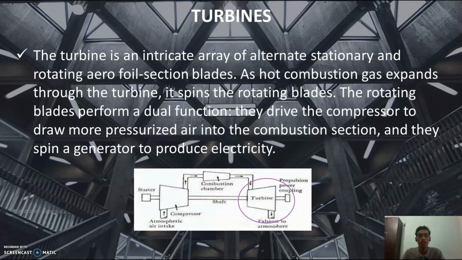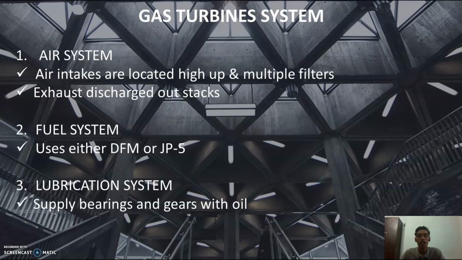So, for the working principle for turbine, the turbine is an intricate array of alternate stationary and rotating aerofoil section blades. As hot combustion gas expands through the turbine, it spins the rotating blade. The rotating blade performs a dual function. They drive the compressor to draw more pressurized air into the combustion section, and they spin a generator to produce electricity.